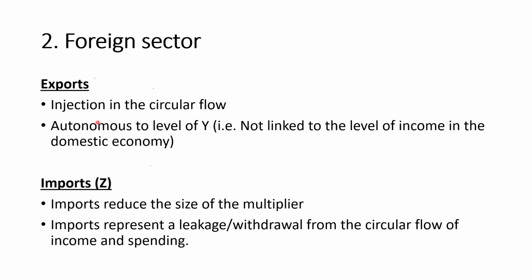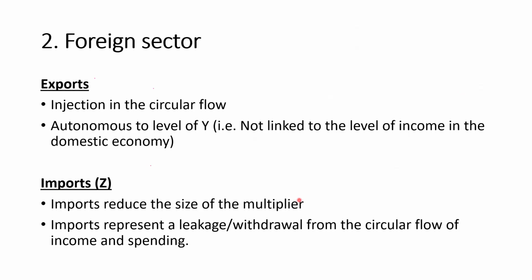When people are buying from us, they're using their money. It is not linked to the level of income in the domestic economy. It's not linked to our income. So export is autonomous. And then imports: we have autonomous components and an induced component, because we have people that import goods even when their level of income is zero, and they're actually getting some form of income. So imports reduce the size of the multiplier.